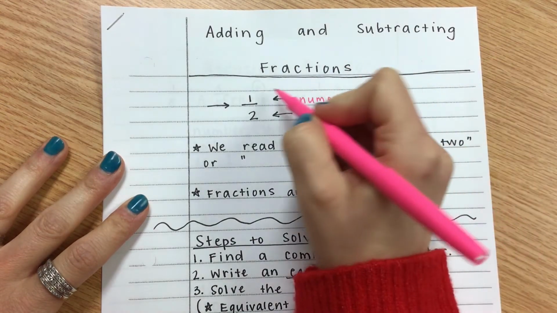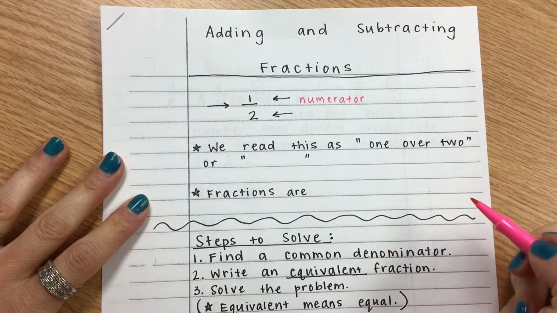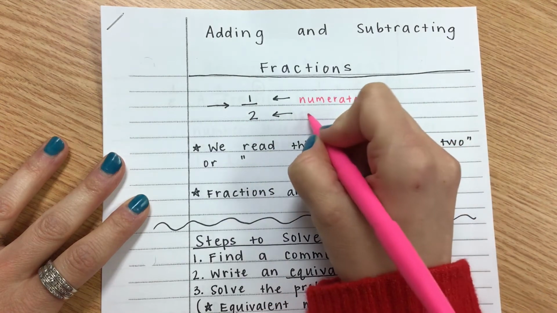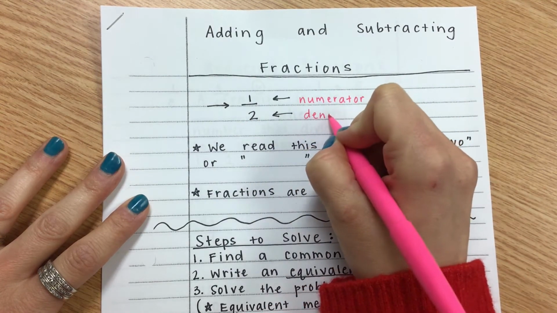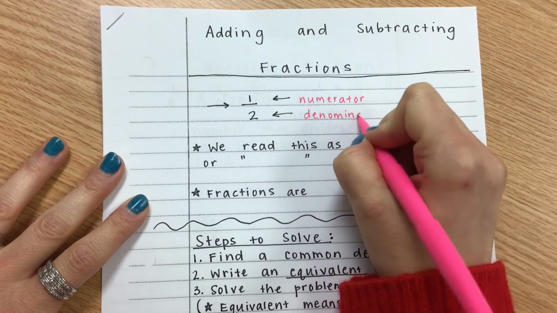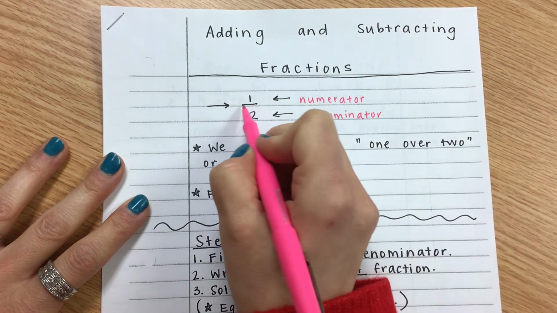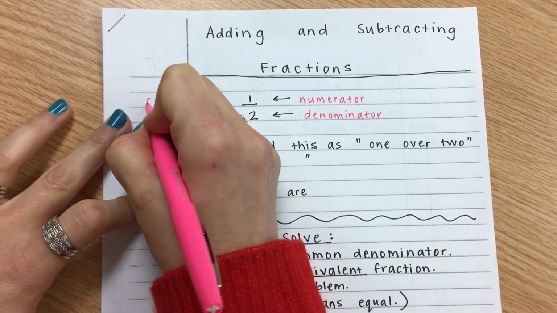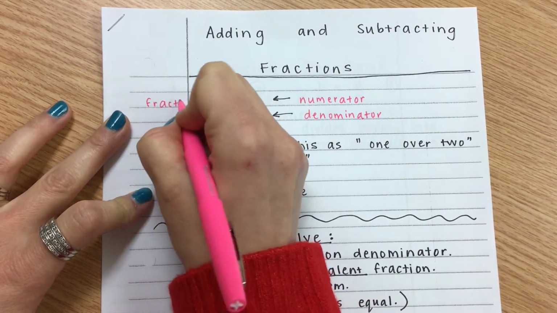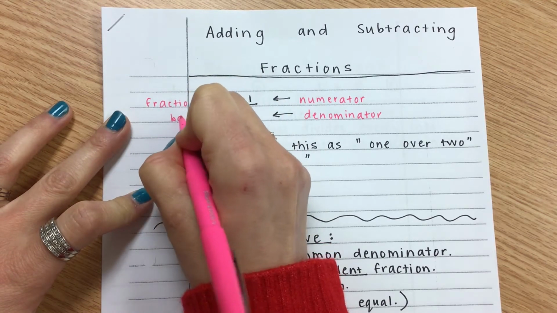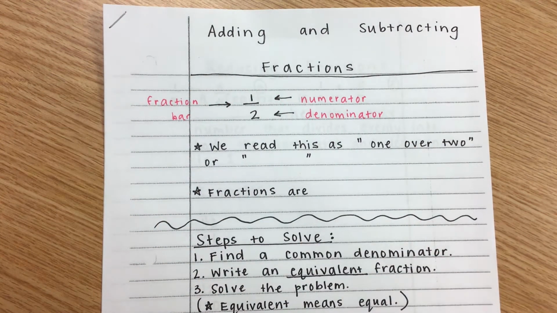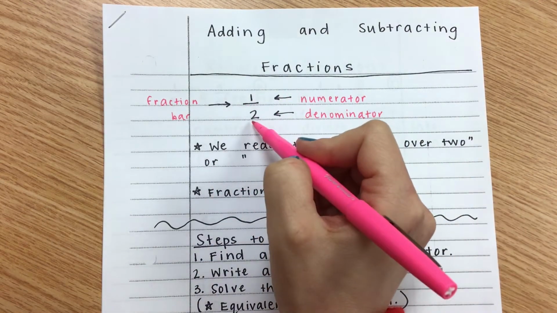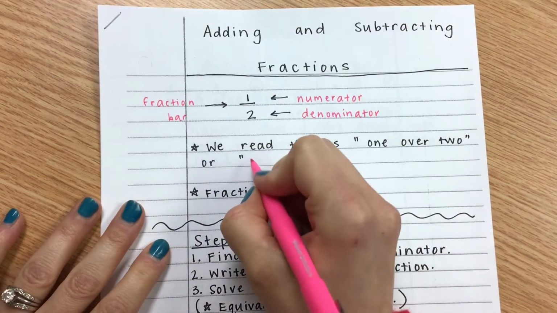So we never refer to this right here as the number on the top. We refer to this as our numerator. The number right here, this 2, is called our denominator. And this line that separates our numerator from our denominator is called our fraction bar. So the way we read this fraction, we read this as 1 over 2, or we could read this as 1/2.